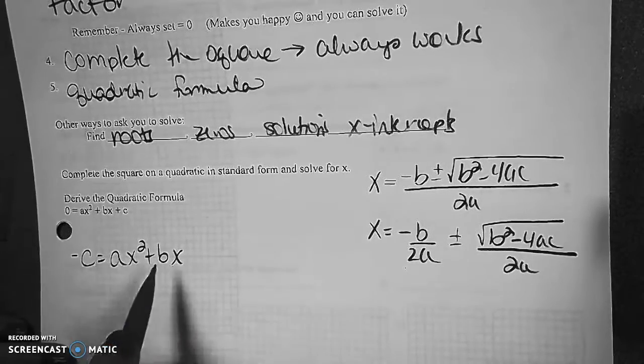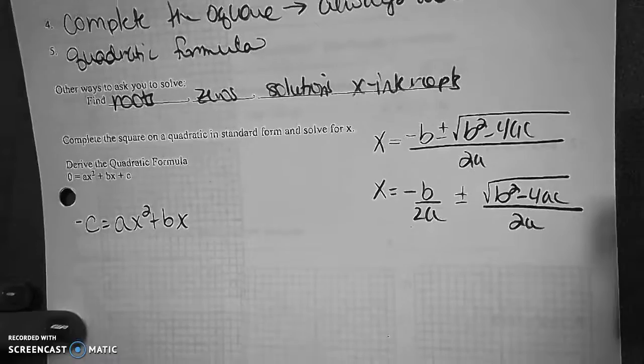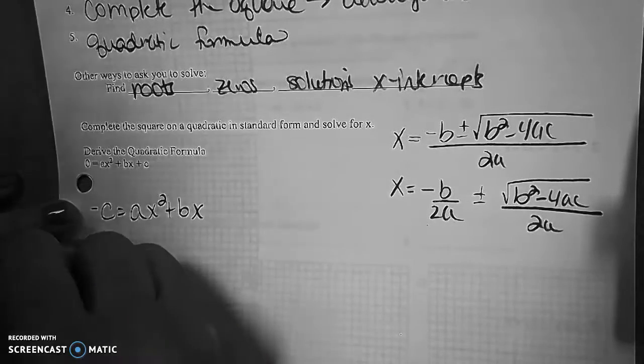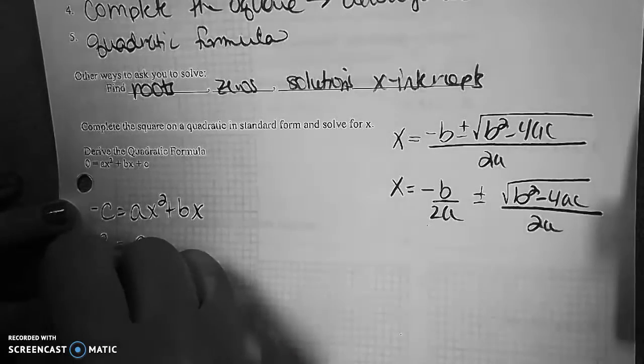And I can see this is written in a form where I need to complete the square. So I want to get x by itself. So I'm going to try to write this in vertex form. So what I'm going to do is factor a out.